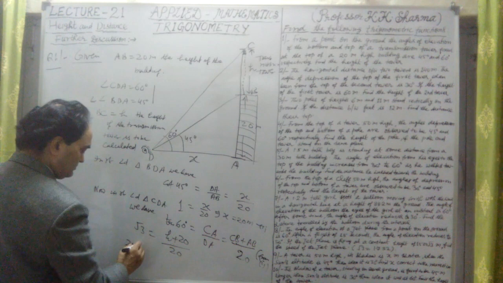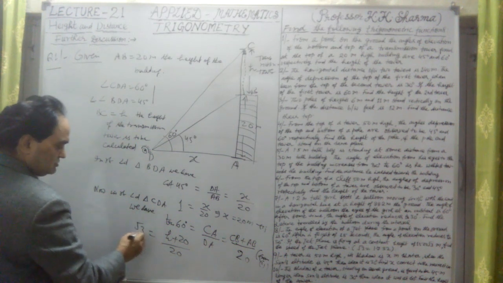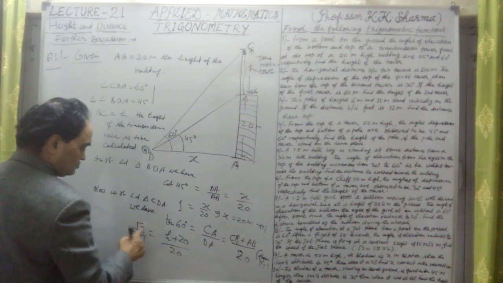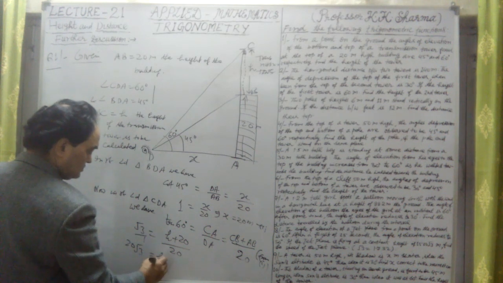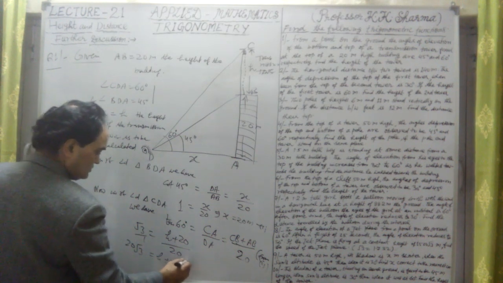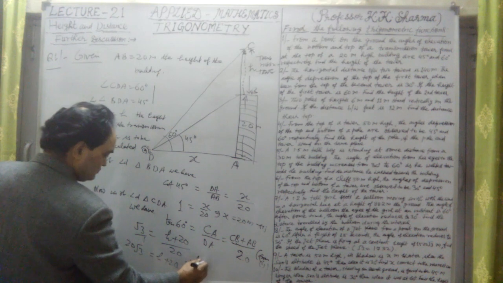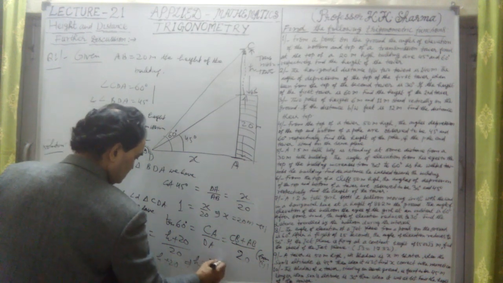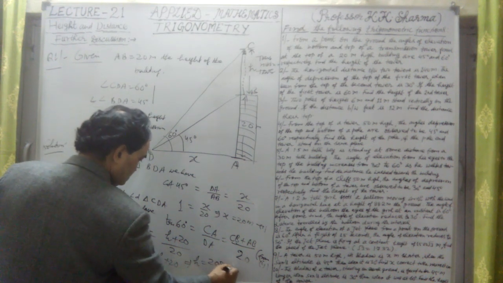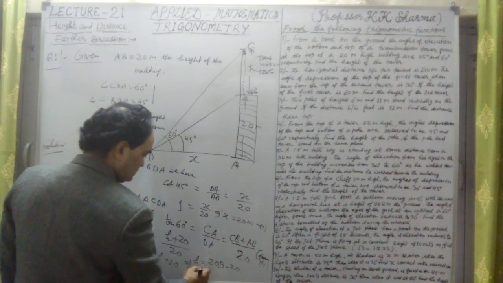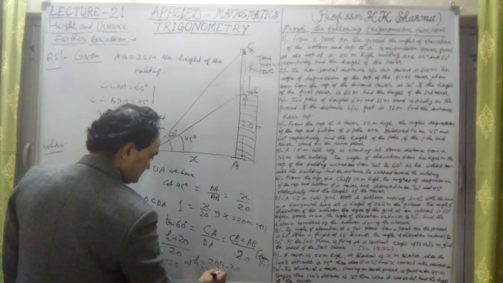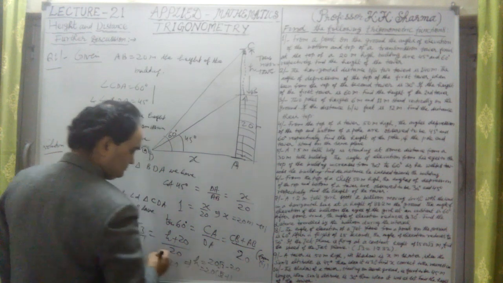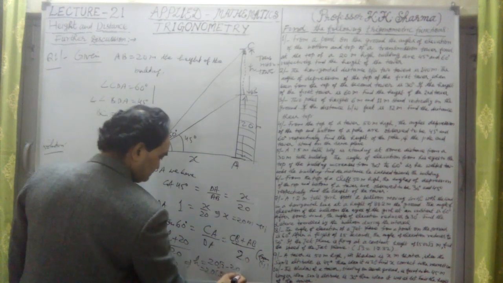Cross multiply: 20 root 3 is equal to H plus 20. This implies that H is equal to 20 root 3 minus 20. We can take 20 common. Within the bracket it is root 3 minus 1 meter.